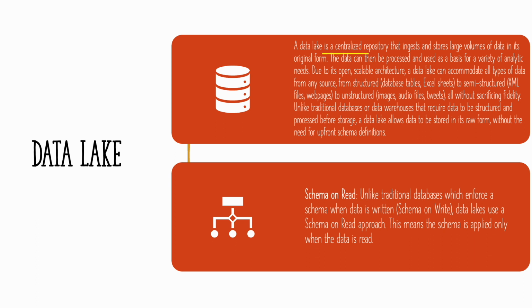So a data lake is a centralized repository that ingests and stores large volumes of data in its original form without any transformation. The data can then be processed and used as a basis for a variety of analytical needs. Due to its scalable architecture, a data lake can accommodate all types of data, including structured data, like databases and Excel sheets; semi-structured, like XML, JSON files, and web pages; and unstructured, like images, audio files, and tweets. So it can store all these different kinds of data in its original form.